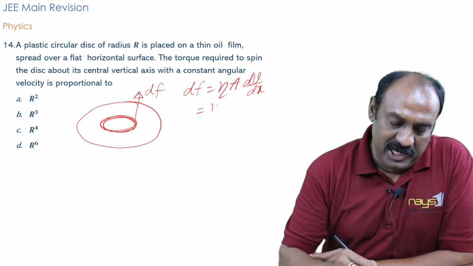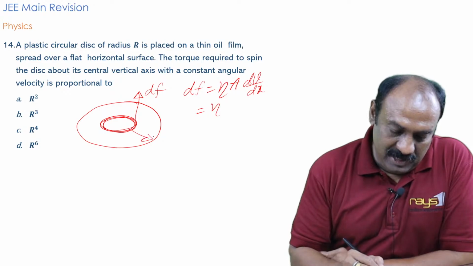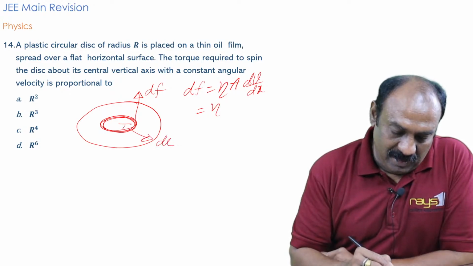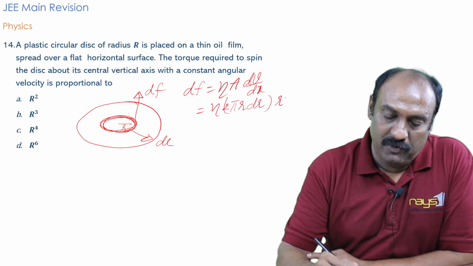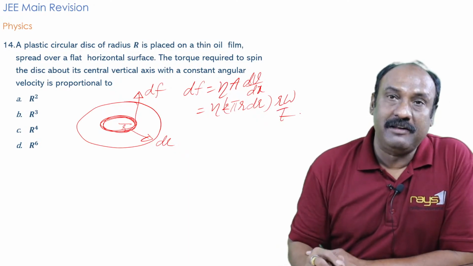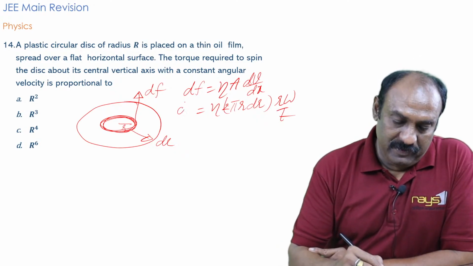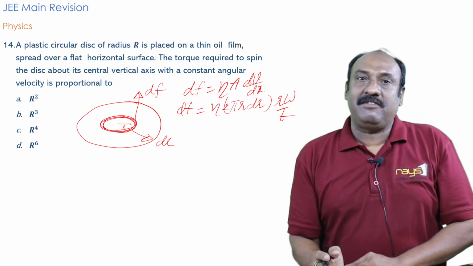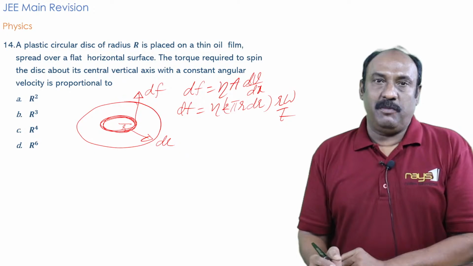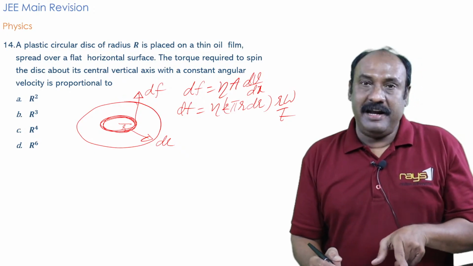So, eta A, where this thickness is dr and this radius is r. So, A is 2 pi r into dr, into, instead of V, I write r omega by thickness t. This is the viscous force during the movement of this plastic circular disc over the liquid film, for a small elementary strip of thickness dr and radius r.